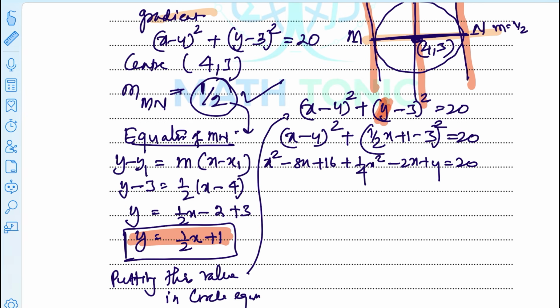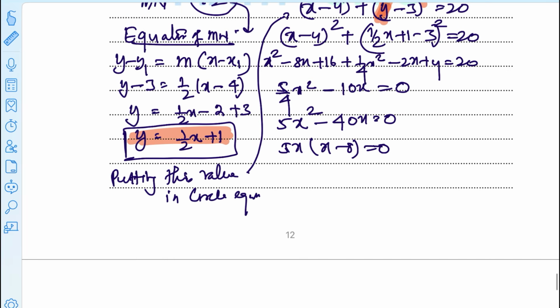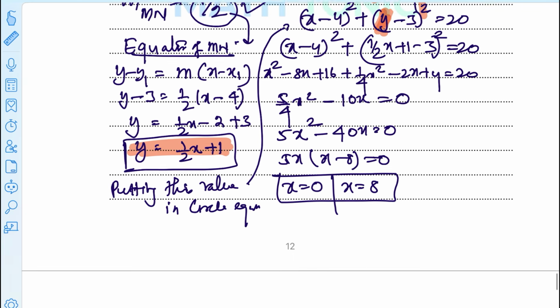If you try to simplify, 5/4 x^2 - 10x = 0. So it will be 5x... yes, minus 40x equals 0. 5x^2, my bad. So it will be 5x(x - 8) = 0, right? So we have two values of x: x = 0 or x = 8. Got it? So we can find out the value of y as well.